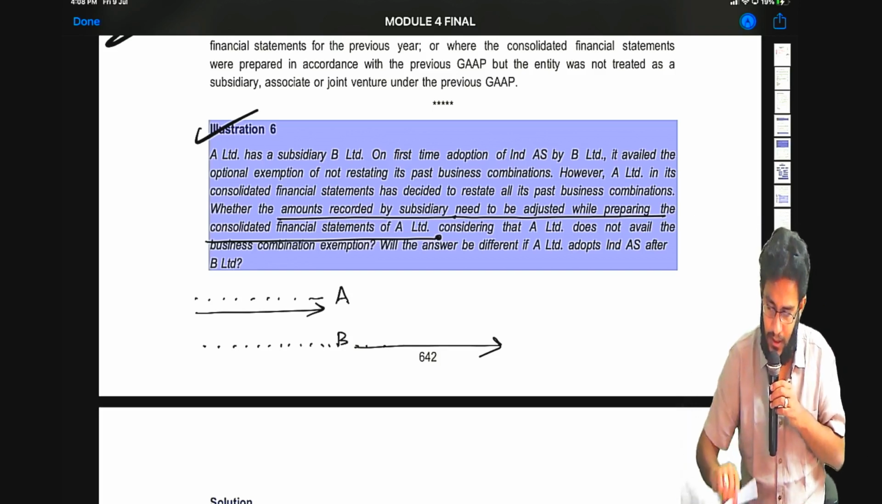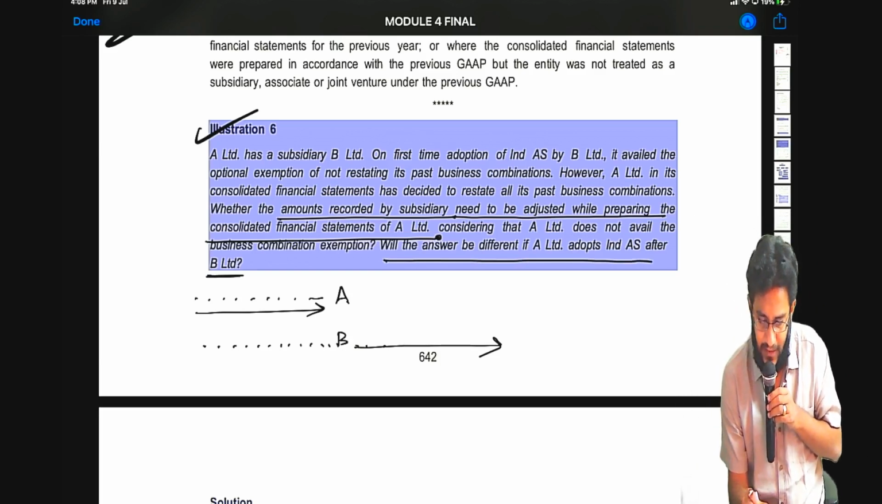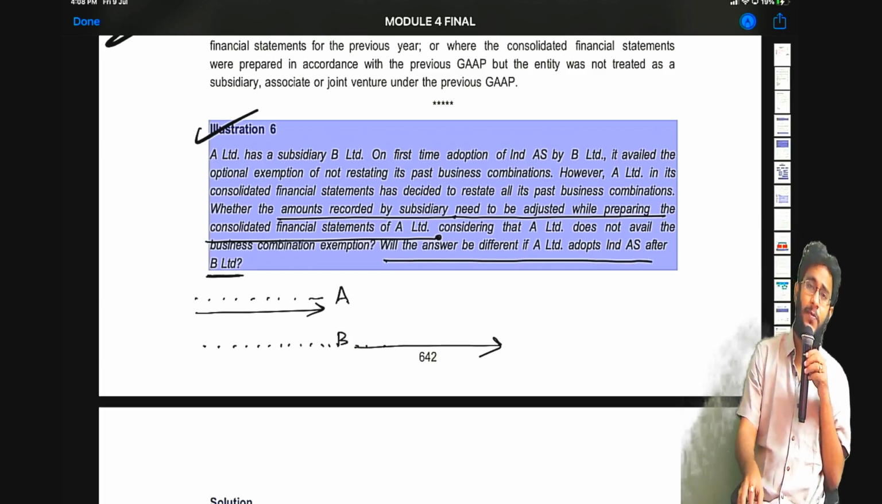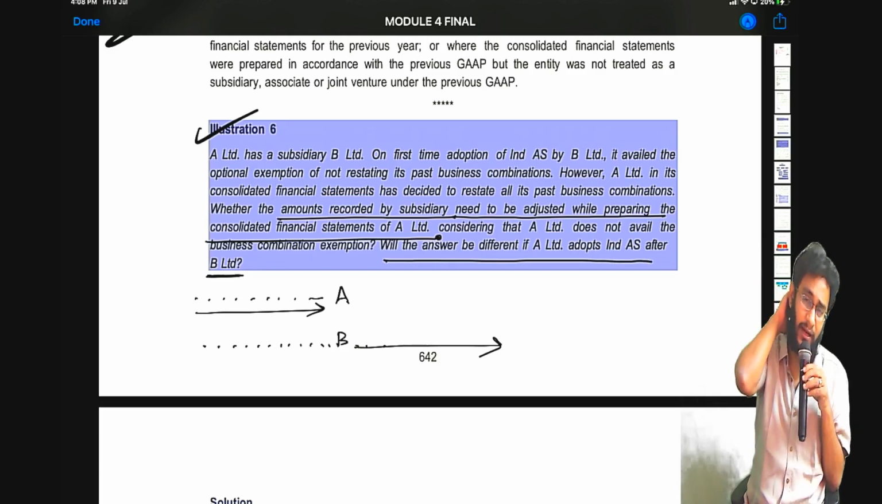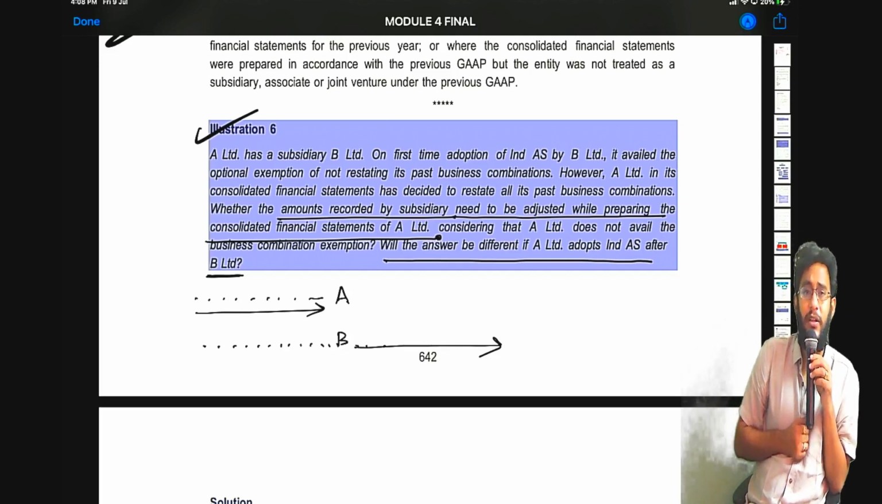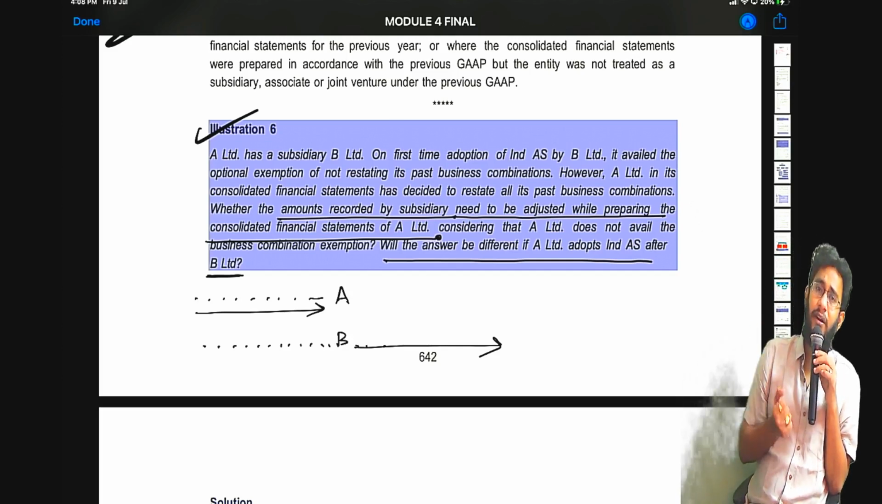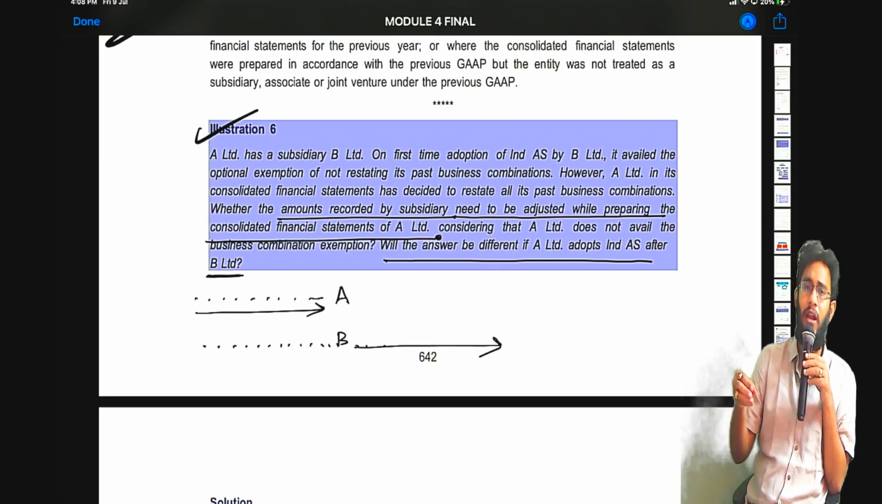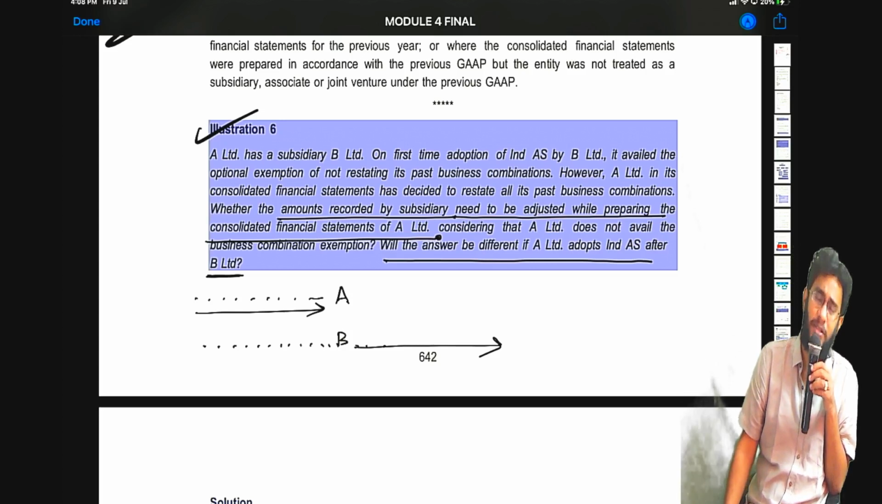That is it. There is another question here. Will the answer be different if A Limited adopts Ind AS after B Limited? That means the subsidiary has first applied Ind AS and the parent has applied Ind AS from a later date. Sir, how is it possible, sir? In the roadmap you told that when a subsidiary gets attracted for Ind AS, its parent automatically comes under Ind AS and vice versa, isn't it? So how is it possible that the subsidiary applies Ind AS first but the parent applies later?